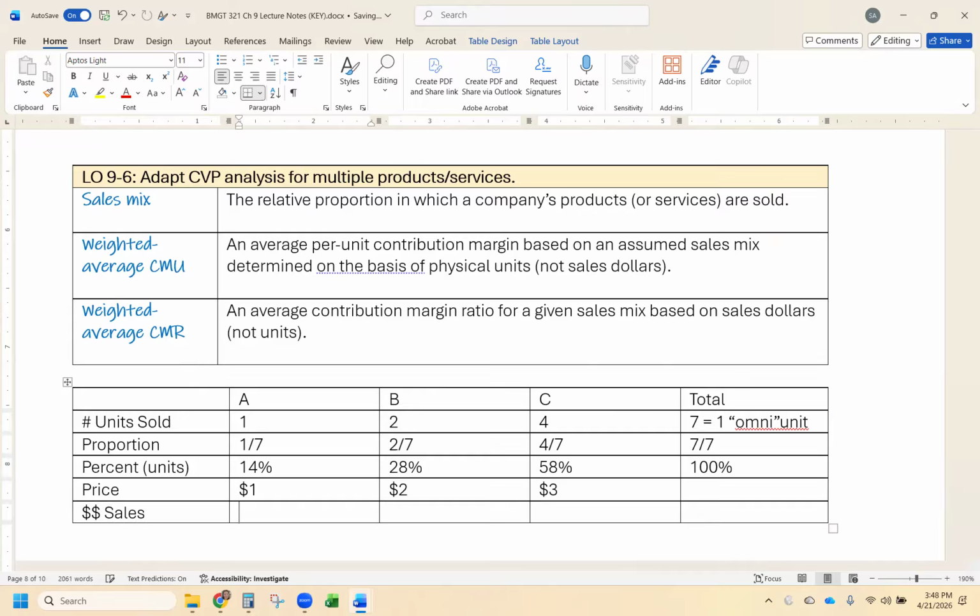So if we have 1 unit of A and it costs $1, then the sales of that individual unit is $1. If we have 2 units of B and they cost $2 each, then those sales for B are equal to $4. And then for C, we have 4 units. We sell them for $3 each. So the sales for unit C would be $12. So the total of all the sales is $17. 5 plus 12, yeah.